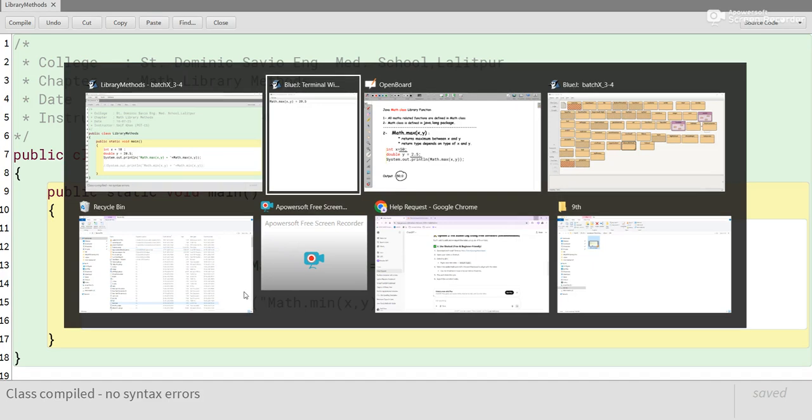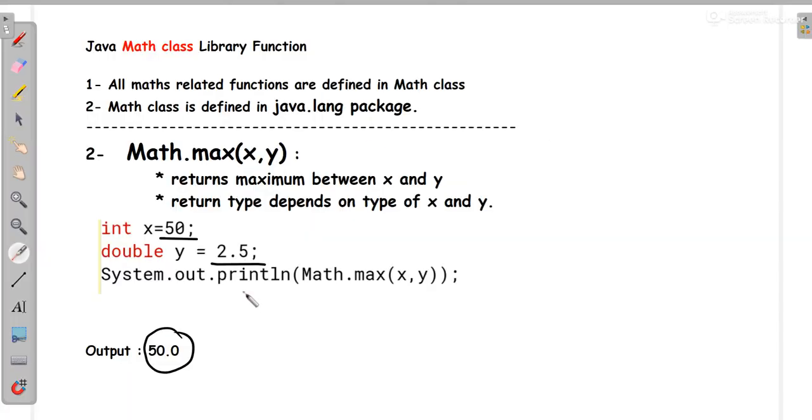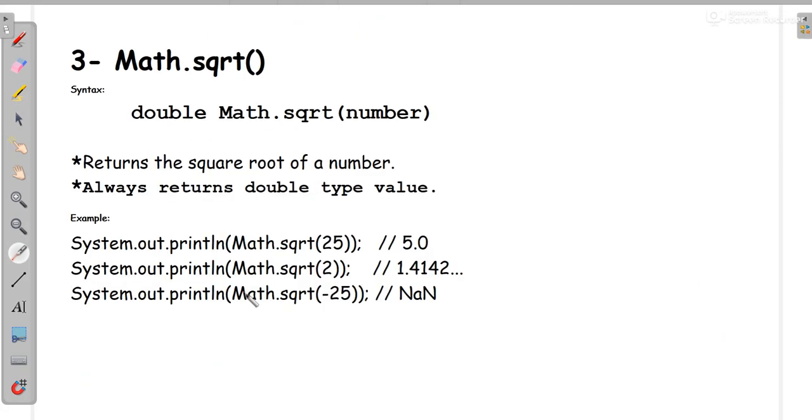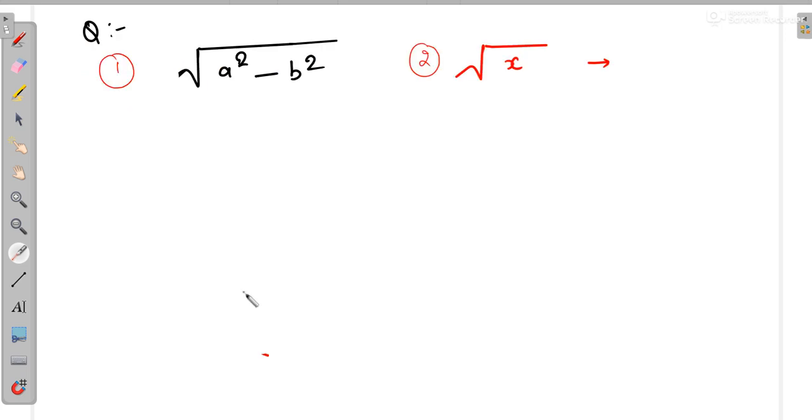I'm moving to the next function, that is sqrt. It is a very important function. Normally in class 10th board exam computer science, there is a question like this. Can you see this question? Under root a square minus b square, or under root x, or something like that. So how would you write these arithmetic expressions in Java? For this, you have to use the sqrt function.